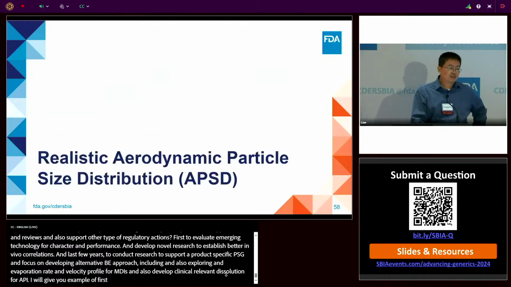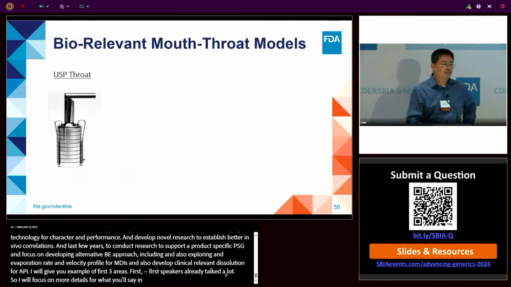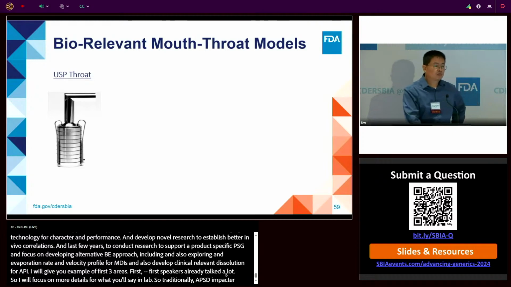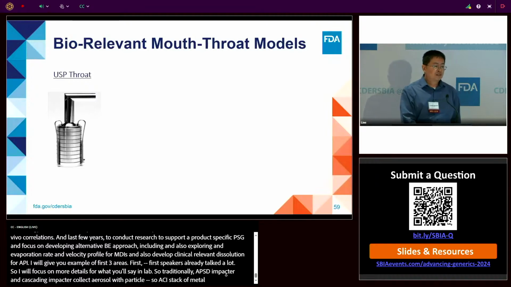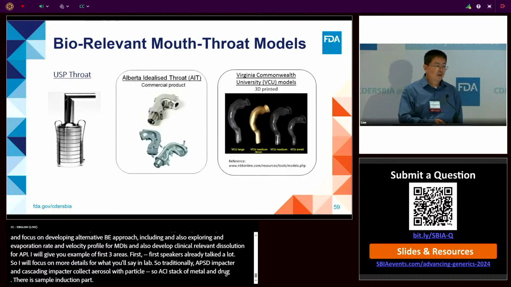First is on elastic APSD, which the previous 2 speakers already talked a lot about. So I will focus on more details of what you see in the lab. Traditionally, APSD was measured by cascade impactor. And the cascade impactor collects respirable aerosols with particle size less than 9 microns. So ACI is a stack of metal jets and plates to collect those particles. And between the cascade impactor and the drug product, there's a sample induction port, which is shown in this picture as a metal piece with a 90-degree straight bend. So it's nothing like the human anatomy.